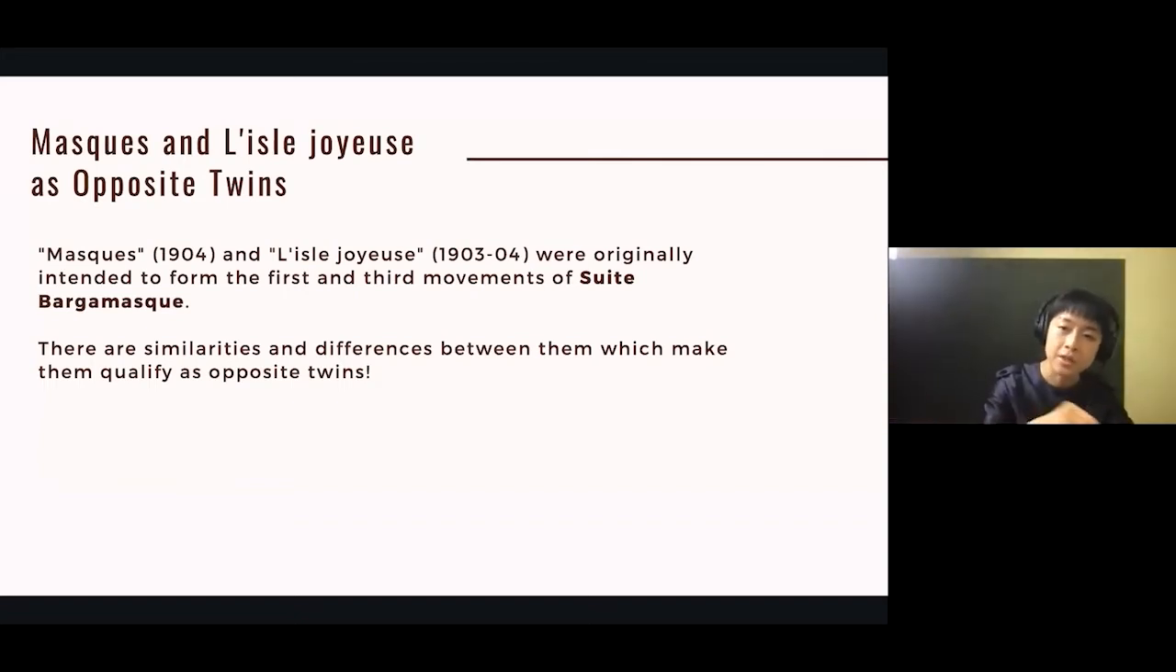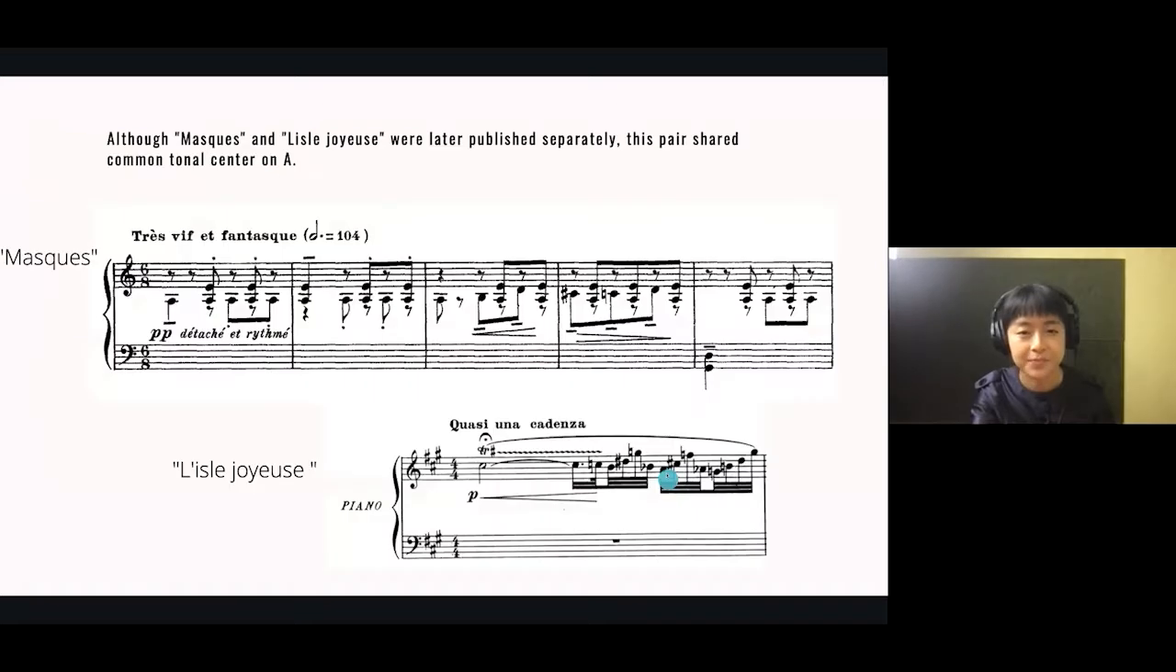So Masques was the first movement, and the second movement was a slow saraband, which was later found to be the Danse from the sketchbooks. If you have that Durand Debussy book, the collection of his piano compositions, you will find that piece there. The third movement is Les Joyeuses. Now we're going to talk about what is similar and what's different between these two pieces.